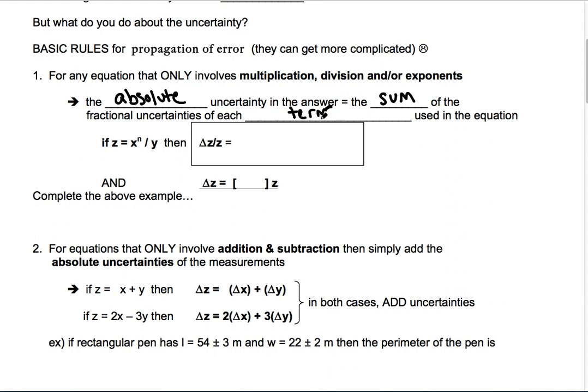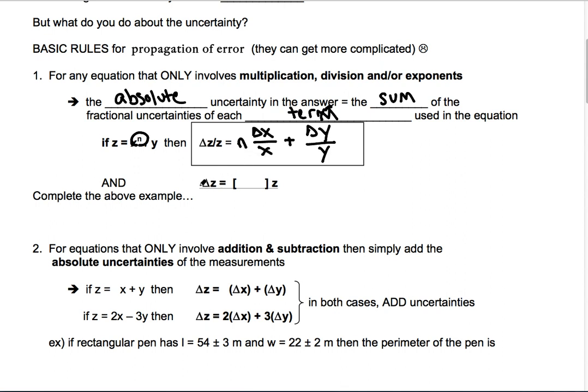So let's say we had the equation z equals x to the nth divided by y. If I wanted to figure out the fractional uncertainty in my z, then what I would do is sum the fractional uncertainties of each term. So there's going to be a fractional uncertainty in my x, and I'm going to add it to my fractional uncertainty in my y. The only thing that we also have to take into account is that x is to the nth power. So we'll multiply that term by whatever that value is, n. And that would be it.